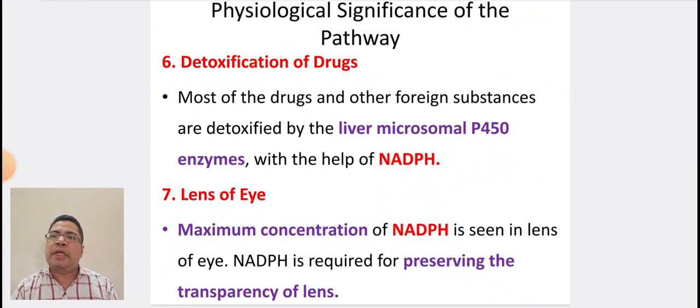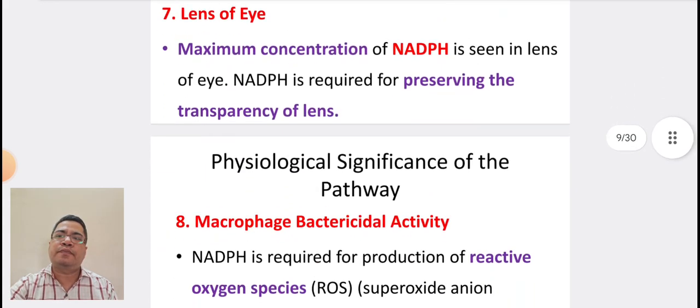Next point is detoxification of drugs. Most of the drugs and other foreign substances are detoxified by the liver microsomal P450 enzymes with the help of NADPH. The next point is lens of eye. The maximum concentration of NADPH is seen in the lens of eye. NADPH is required for preserving the transparency of the lens.